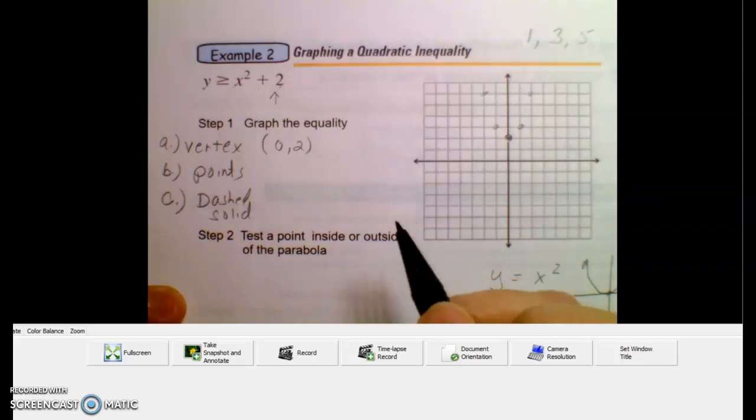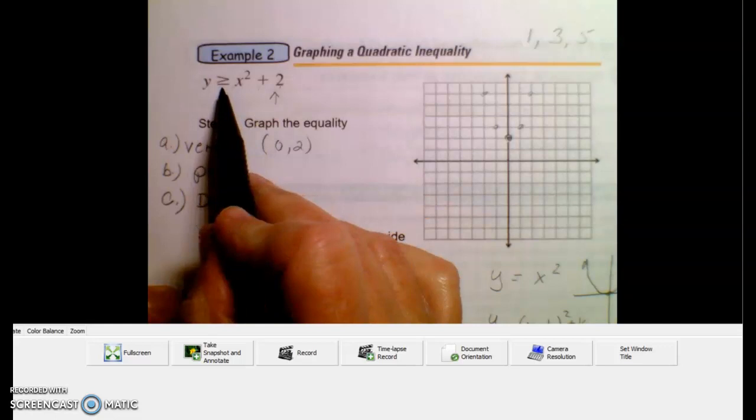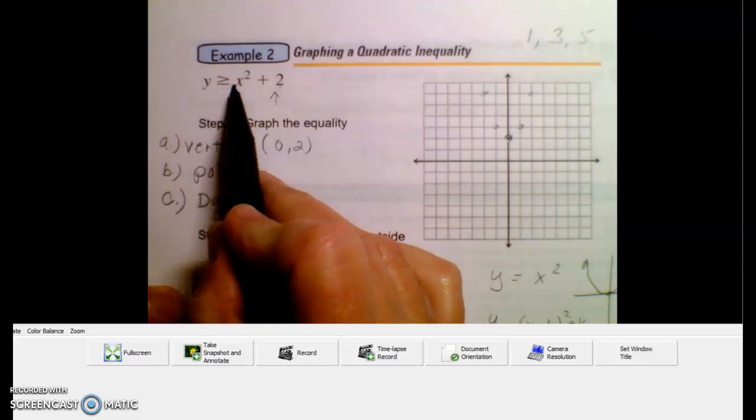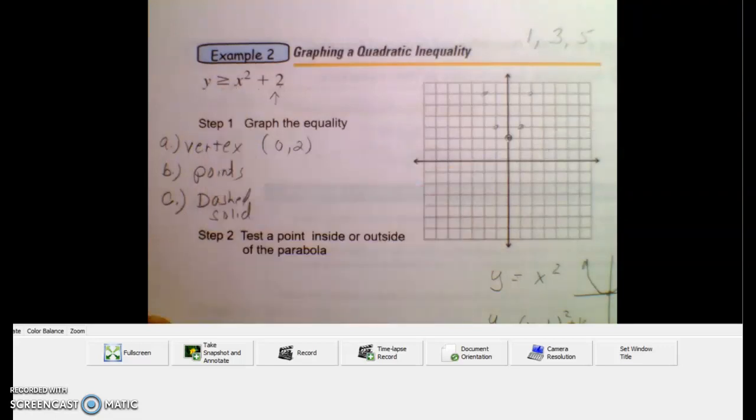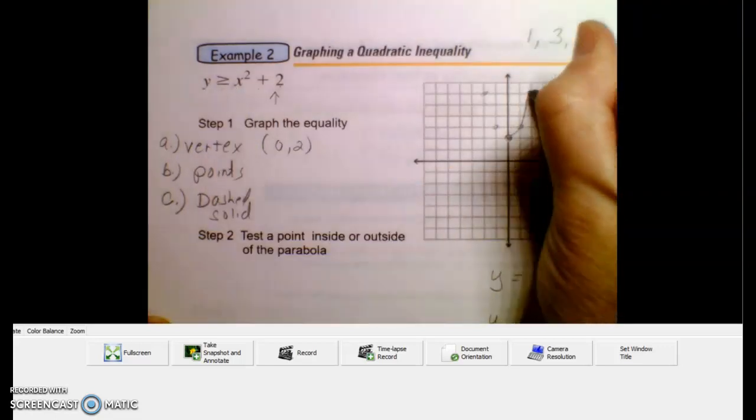Now I need to decide whether it's a dashed or a solid line. So I come up here and look. There's a line underneath there, so that's telling me that it's a solid line. It's greater than or equal to. So I'm going to make this solid.